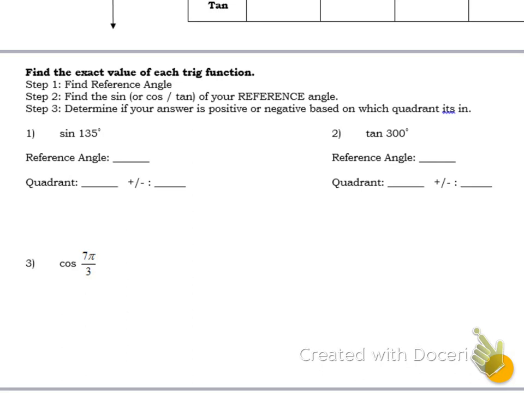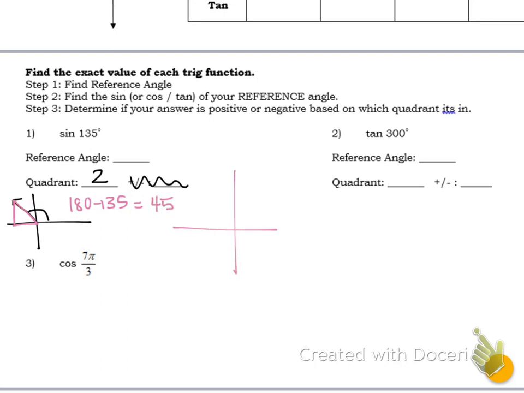Okay, so I'm going to leave this off. I'm going to figure out what quadrant it's sitting in. So sine of 135 sits out here. So it's going to be in quadrant 2. Its reference angle, so to make that a triangle here, I need to take away that 135 from 180, and I get 45.